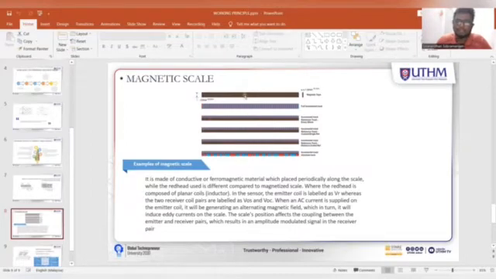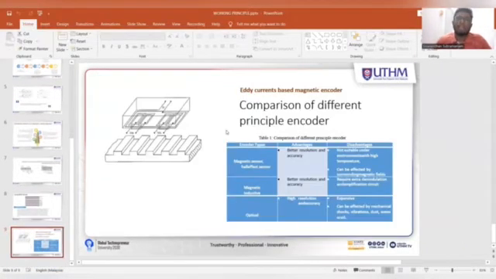Each of it consists of a scale. It is made of conductive or ferromagnetic material which is placed periodically along the scale. It has two receiver coil pairs labeled as VOS and VOC. When AC current is supplied to the emitter coil, it generates an alternating magnetic field, which in turn induces eddy current on the scale. The scale position affects the coupling between the emitter and receiver pairs, which results in an amplitude modulated signal in the receiver pair. Lastly, you will see the eddy current based magnetic encoder.